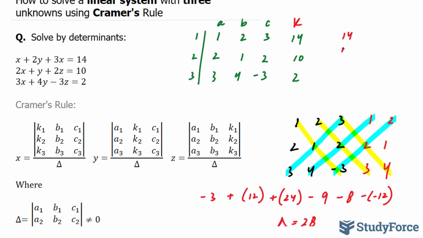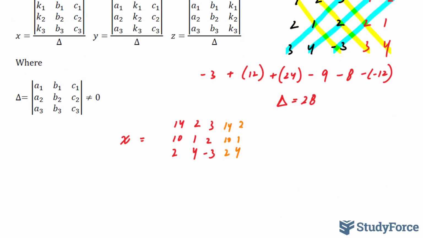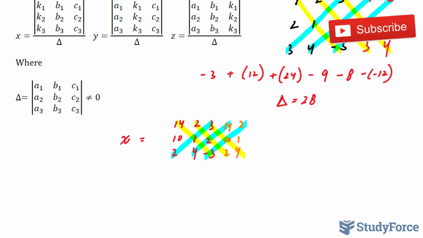So 14, 10, and 2; 2, 1, and 4; 3, 2, and negative 3. Remember, I'll rewrite these two columns right beside the last one. So I'll transfer this now below. And now I need to do the same thing as before. I'll highlight what I'll add. And using blue, this is what we'll be subtracting. So let's go ahead and do that.